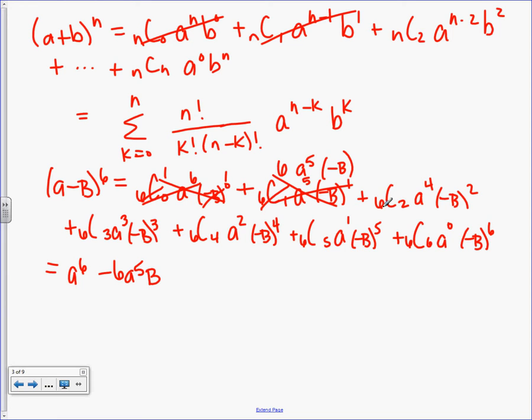Okay. So now we do 6C2. Plug that in. What's 6C2? 15. We still have a to the 4. That's not going to change. What's a negative to an even? Positive, right? So this is positive b squared. So I have a positive 15a to the 4b squared. I'm going to pause and make sure everybody's okay.